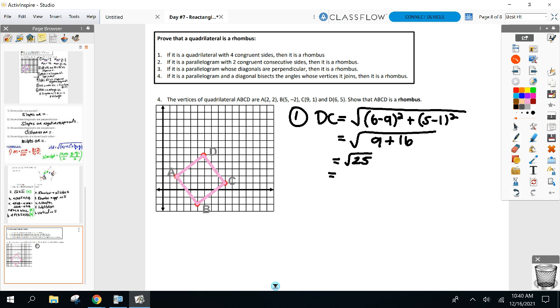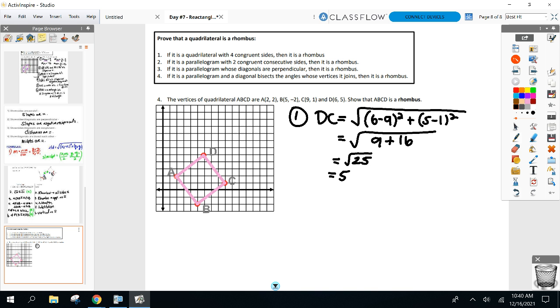Now let me just mention something. I do not expect you to break it down if it's not already a perfect square. Just leave it underneath the radical and you're done, because every other side should have that number underneath the radical too. So don't try to break it down if it doesn't become a perfect square. We're not done, right? That's just DC.